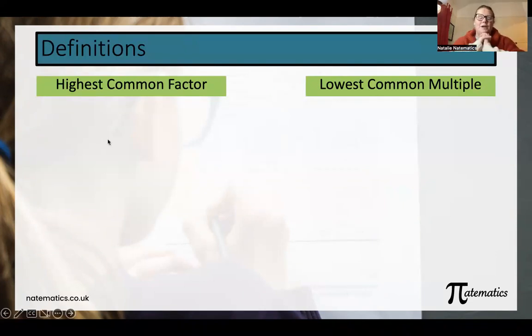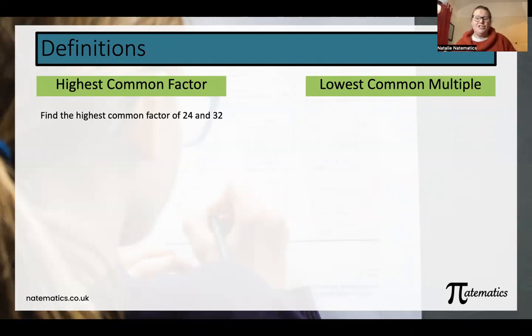Anyway, so definitions: highest common factor, lowest common multiple. Without showing you using Venn diagrams and prime factor trees, I'm just going to give a little reminder of what those things are. So the highest common factor, as always, I like to show these things using an example. Find the highest common factor of 24 and 32.